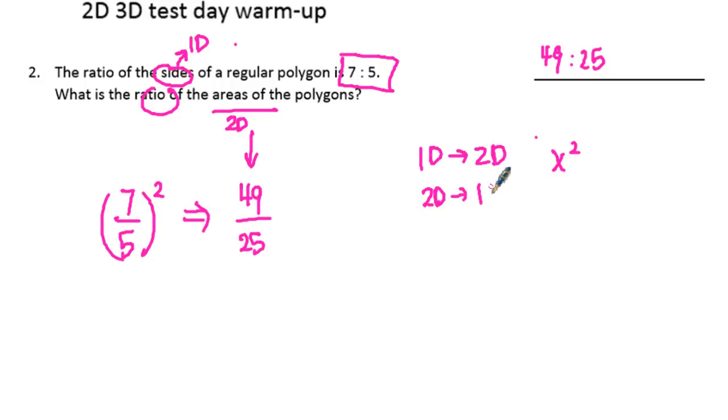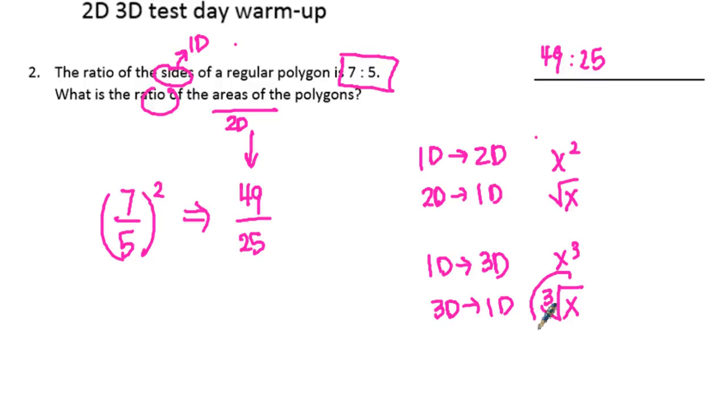And just a reminder, from 1D to 2D, square the number. From 2D to 1D, square root the number. From 1D to 3D, cube the number. And from 3D to 1D, cube root the number. And keep in mind that cube root and square root are 2 different things. Just a reminder, in order to get to cube root, press the button math and it's the number 4.